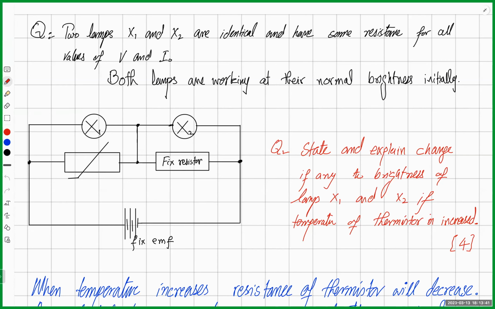If the temperature of the thermistor is increased, so if we increase the temperature around the thermistor, what will happen to the brightness of lamp X and lamp Y? Who can answer the question?